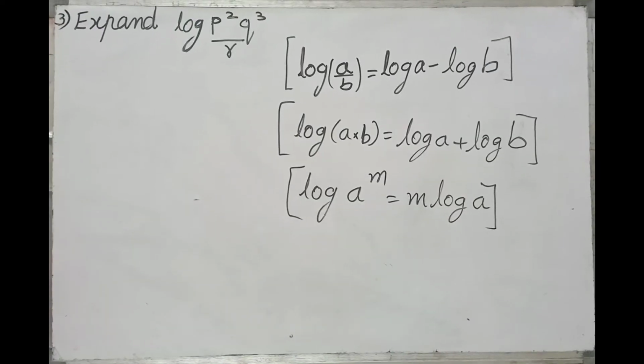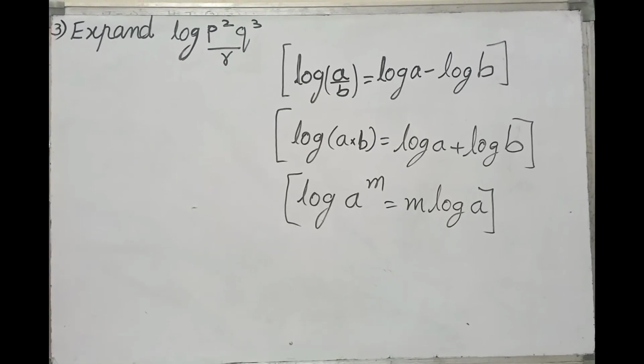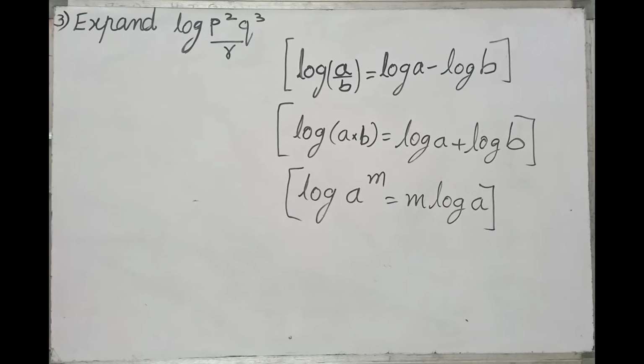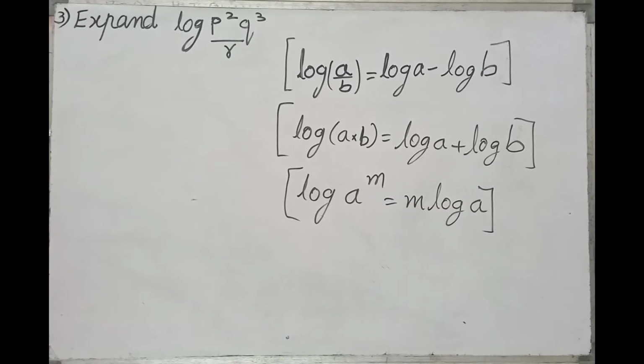The next sum is expand log p square into q cube by r. So in the previous sums we were having numbers. So we took out the prime factorization and we expanded those logs. But here we don't have numbers. We have only variables which are in exponential form.